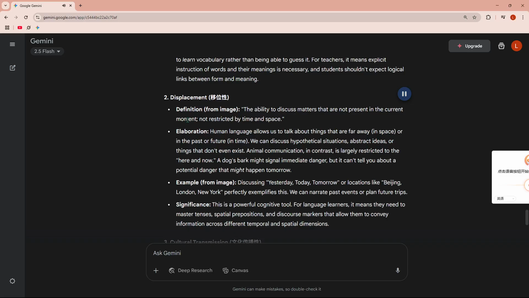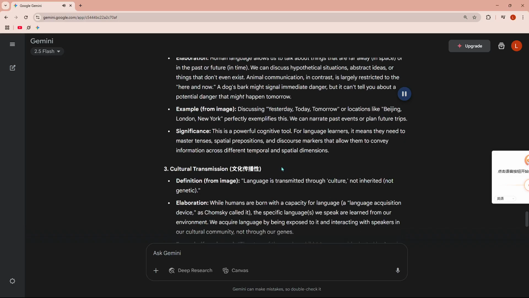Example, from image: discussing yesterday, today, tomorrow, or locations like Beijing, London, New York, perfectly exemplifies this. We can narrate past events or plan future trips. Significance. This is a powerful cognitive tool. For language learners, it means they need to master tenses, spatial prepositions, and discourse markers that allow them to convey information across different temporal and spatial dimensions.